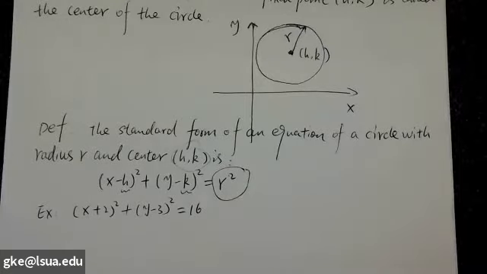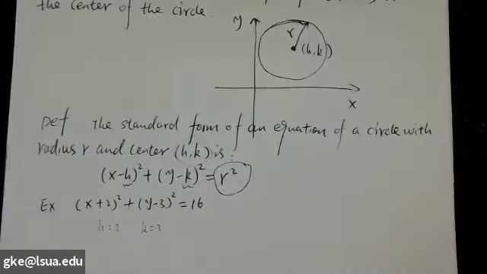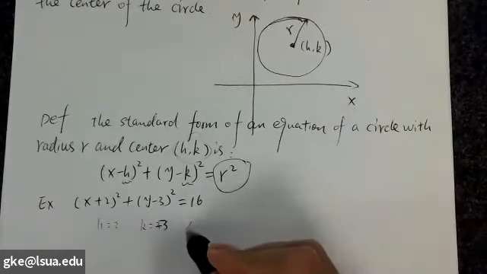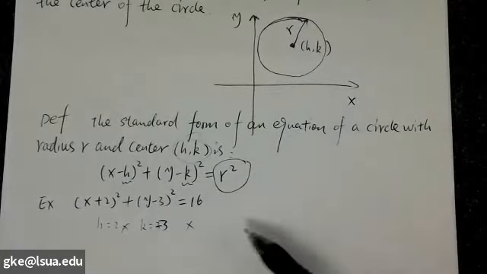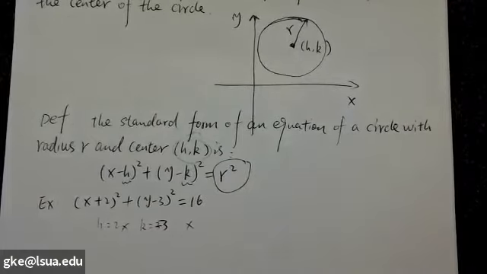2, negative 3? Negative 2, 3? Or 2, 3? H would be 2 and K would be negative 3? That's wrong. K is negative 3? That is wrong. Both of them are wrong. Please check. So y minus k, so y minus 3. K is 3, right? It's definitely not negative 3.